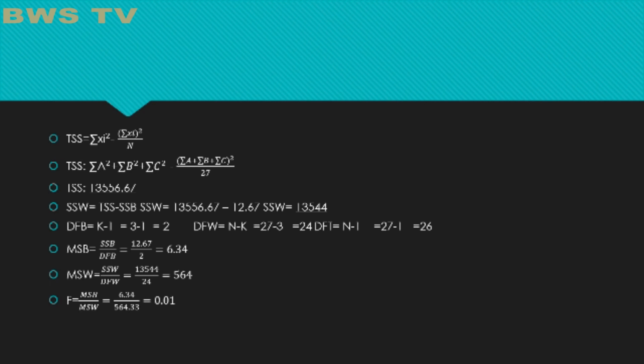SSW is equal to TSS minus SSB. Substitute TSS as 13,556.67 and 12.67 as SSB, and the answer will be 13,544.